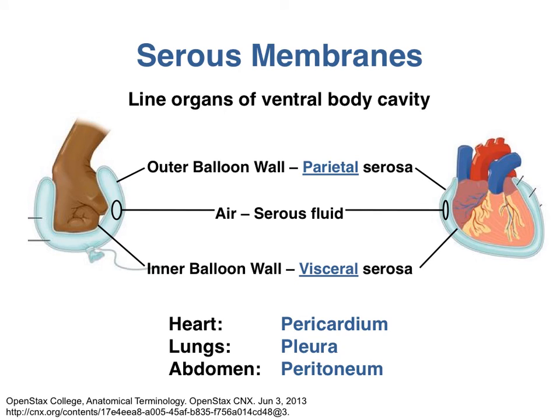Organs within the ventral cavity are lined by serous, no, it's not a typo, it's serous membranes. We'll talk more about membranes a bit later when we talk about the tissues, but what I mainly want you to know about serous membranes right now is their general structure, and just keep in mind that they are one type of membrane. There are others that we will talk about. Serous membranes are membranes that line organs of the ventral body cavity, and they have this two-layered structure.